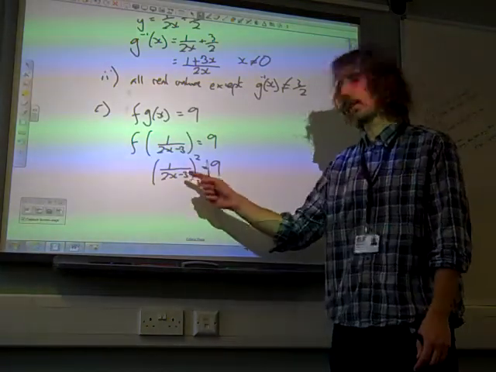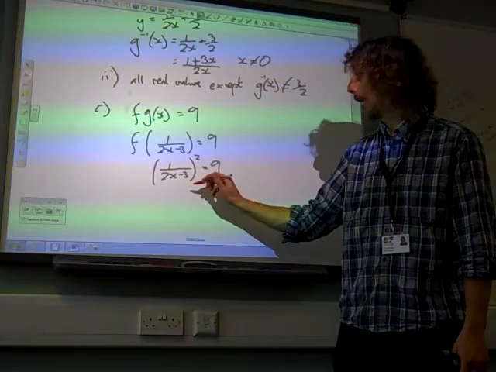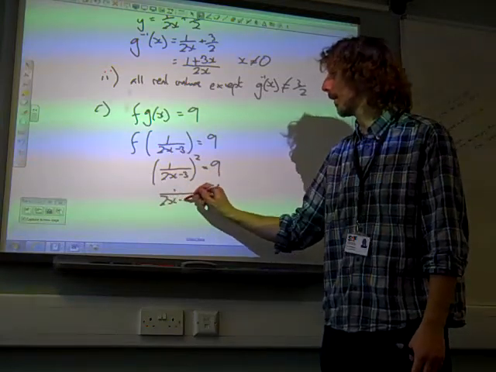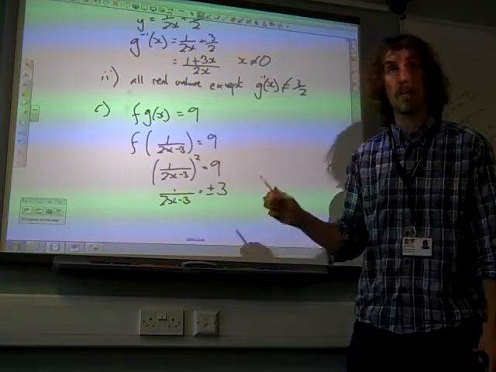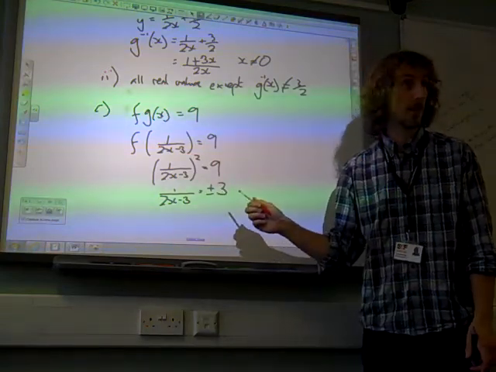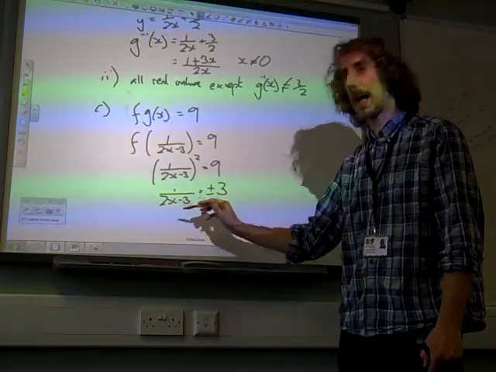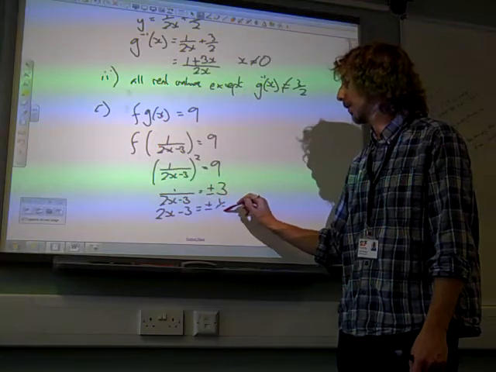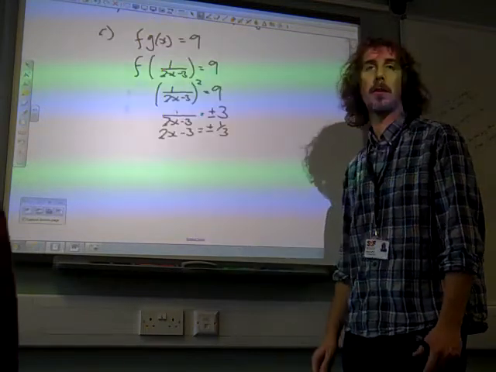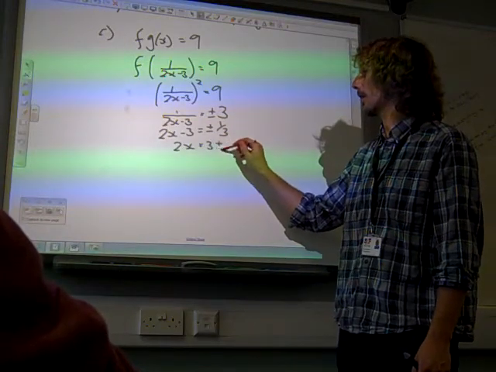Well, we're going to have to try and get x equals, so we're going to take the square root of both sides. So 1 over 2x minus 3 is plus or minus the square root of 9. And loads of people went wrong by missing out the plus or minus at that point. Now we need to work out how to get x. If we take the reciprocal of both sides, we've got 2x minus 3 is plus or minus a third. So 2x is 3 plus or minus a third.